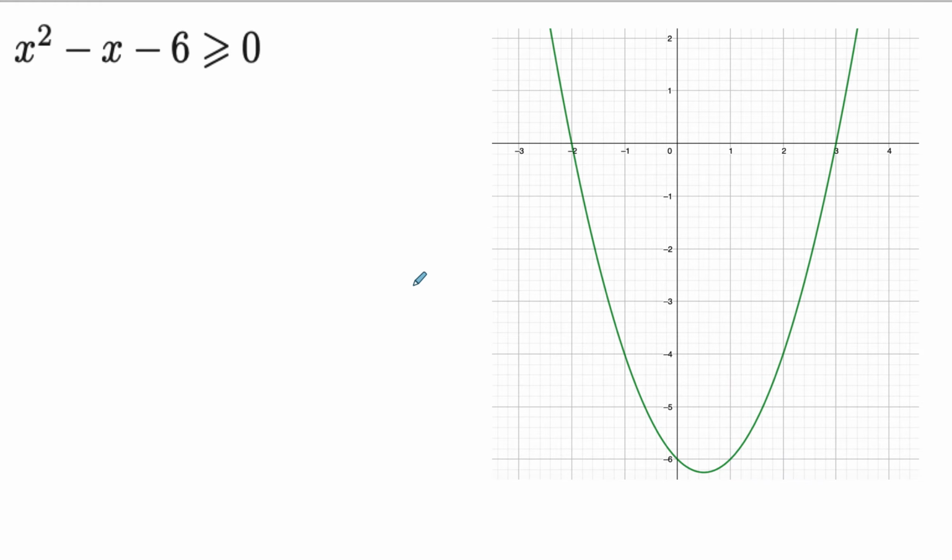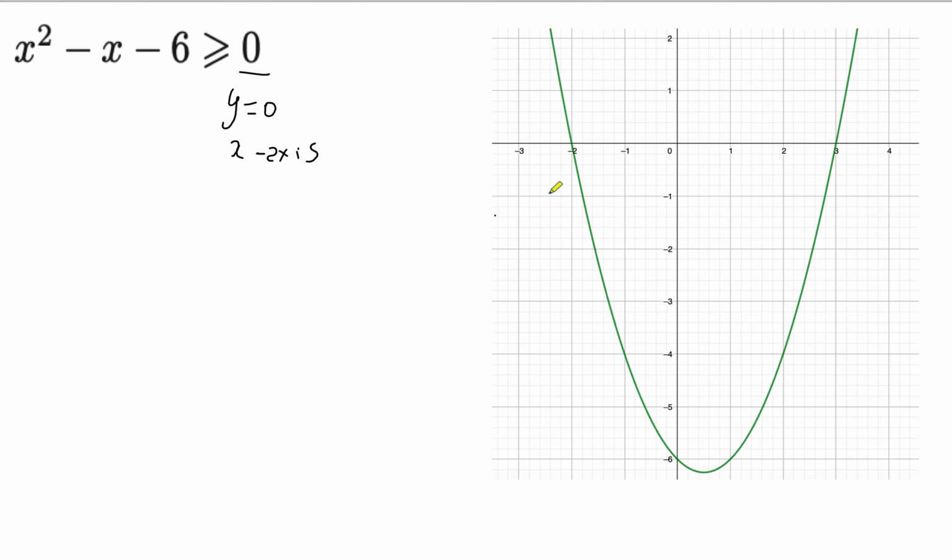Let's say you have quadratics, and this is a common inequality question they would give you with quadratics. So they ask you, you have this quadratic x squared minus x minus 6, and when is my function bigger than or equal to 0? So equal to 0 is my y equals 0, which is also known as the x-axis. So I am looking at when is it bigger than or equal to 0.